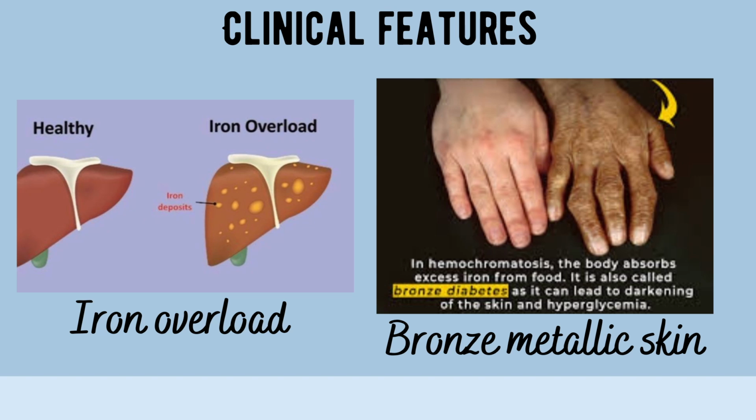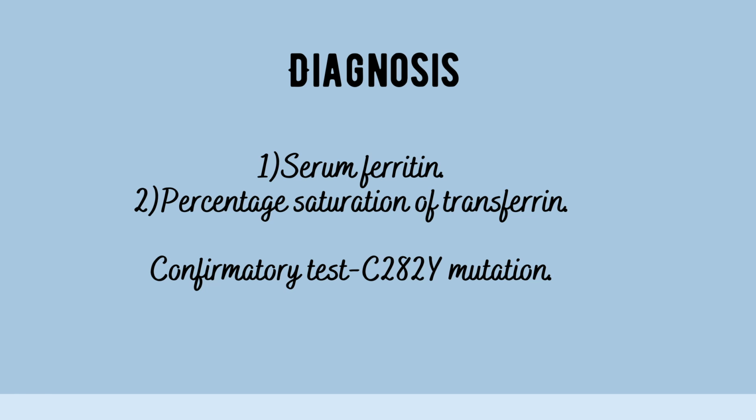How are you going to diagnose it? So diagnosis is by serum ferritin. You can check the level of serum ferritin. If it is raised, then you can understand that it is hemochromatosis. And you can also check the percentage saturation of transferrin. But the best is you add both of them and then you check the level. Serum ferritin plus percentage saturation of transferrin is a good indicator for checking hemochromatosis.